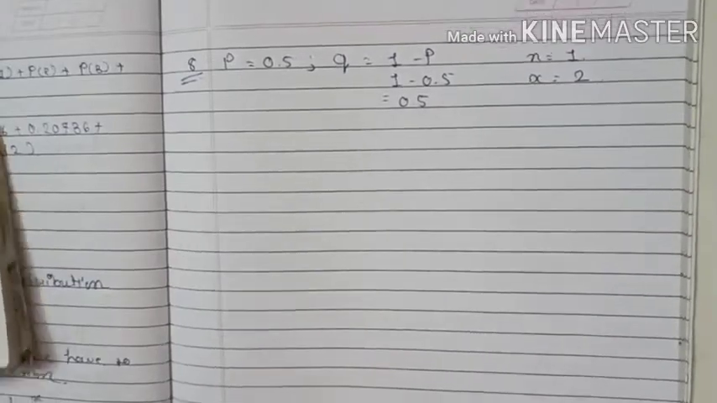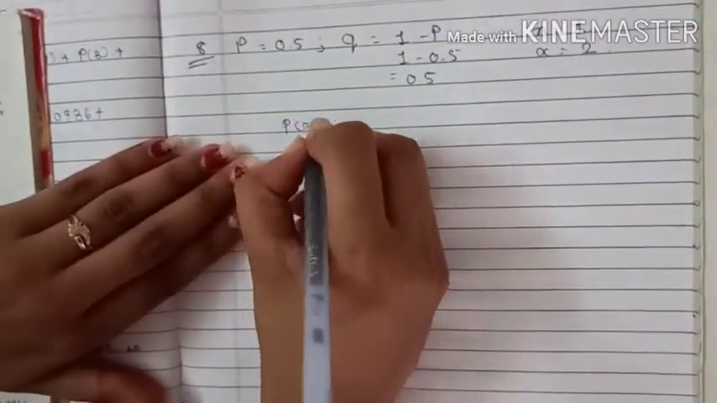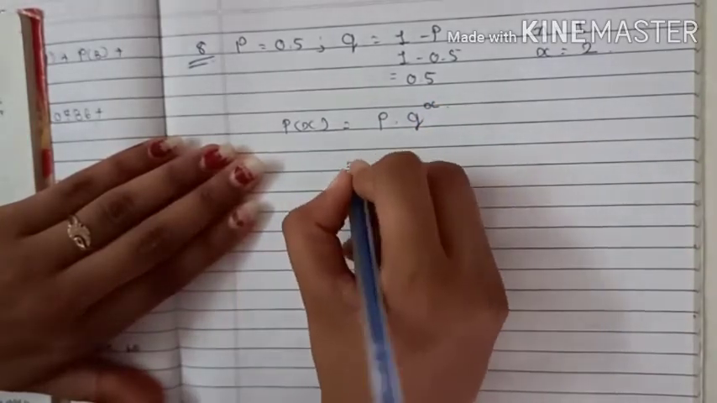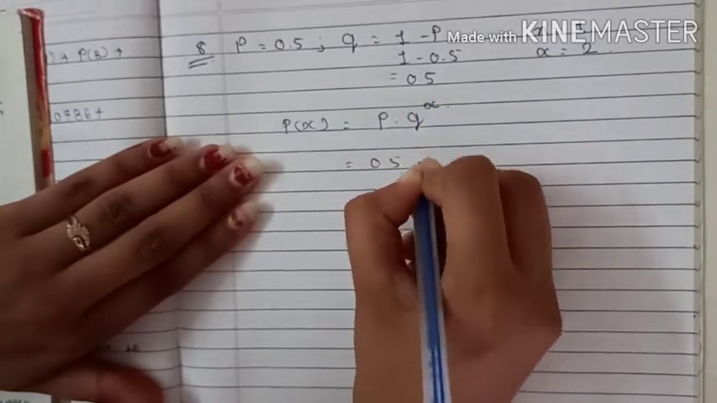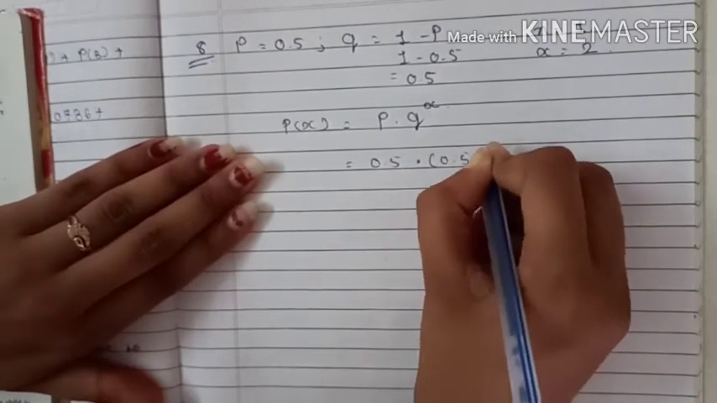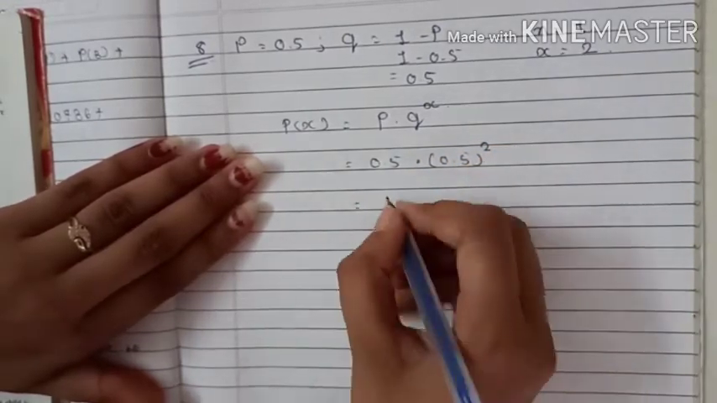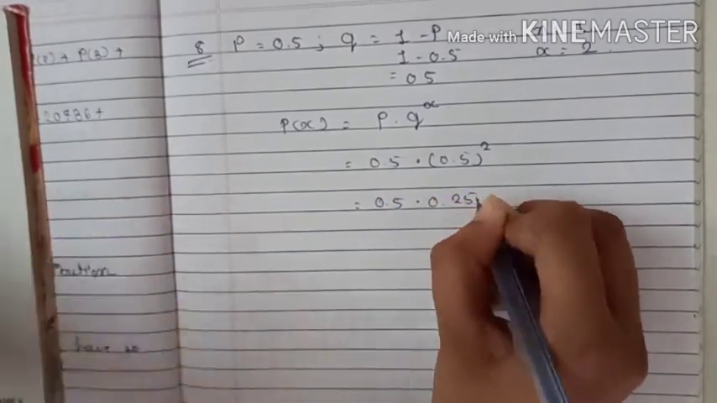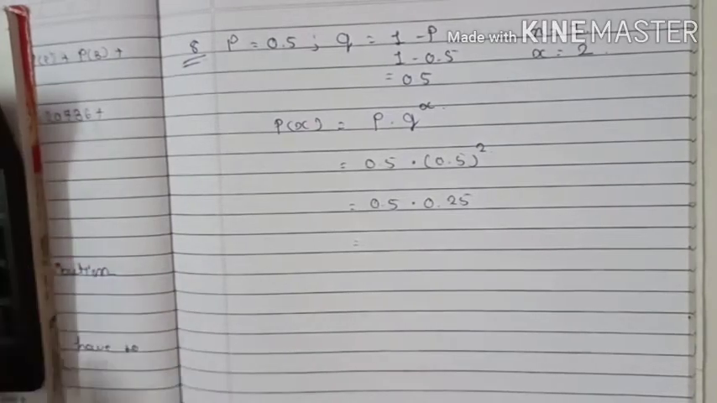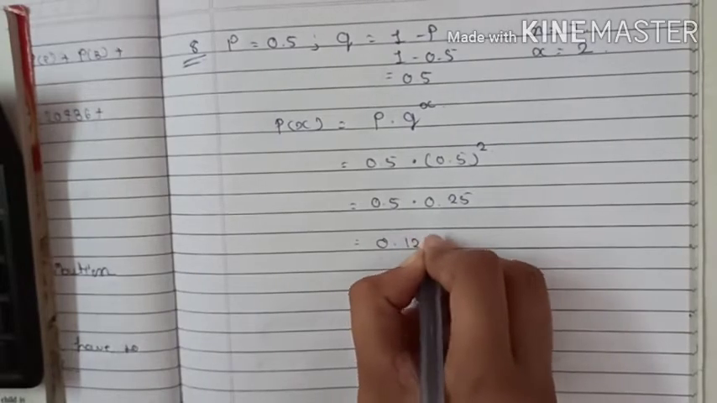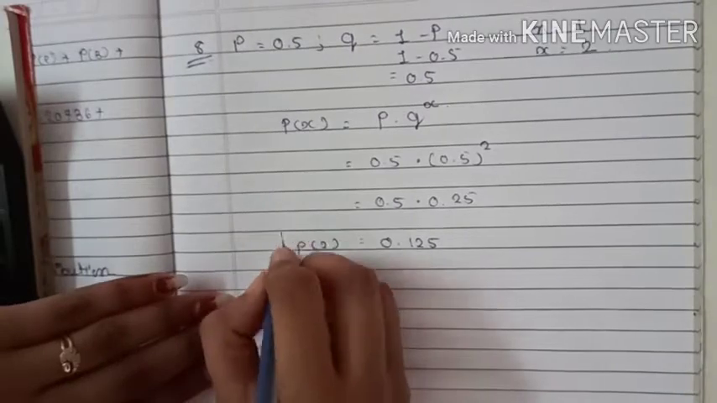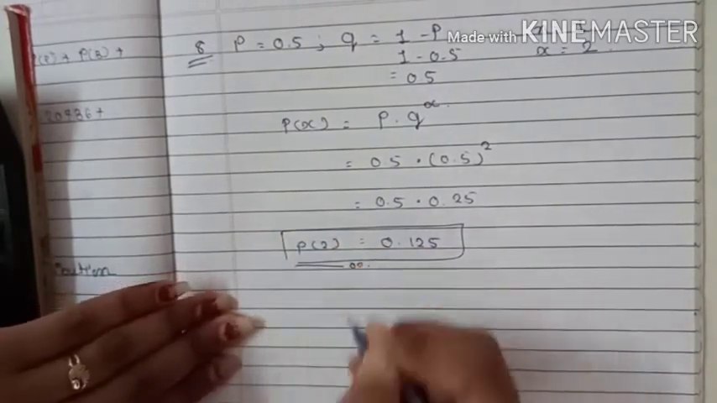Right? So let's find the probability. P(X) is equal to P into Q raised to X. P is 0.5 into 0.5 raised to 2. So the answer will be 0.5 into 0.25. The answer is 0.125, that is P(2).